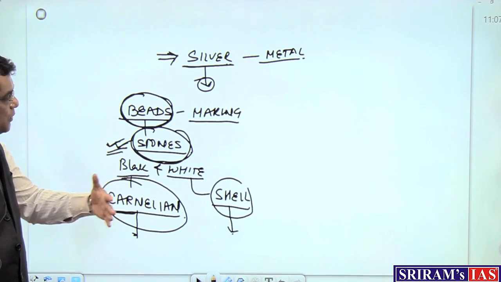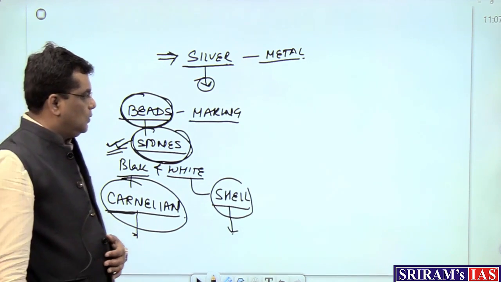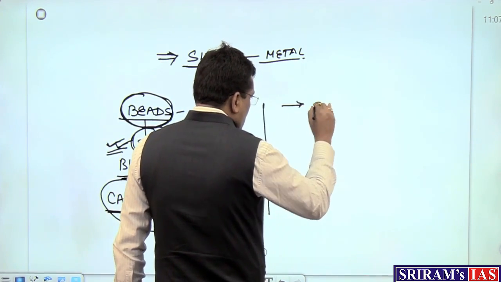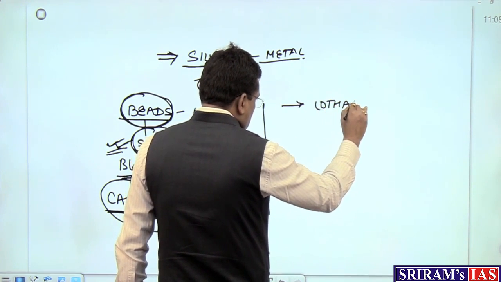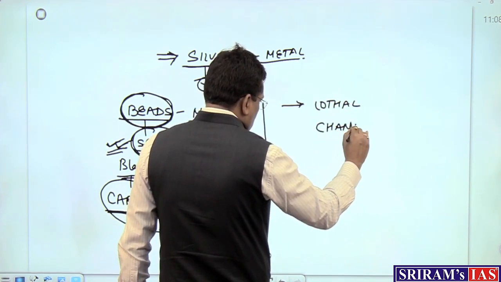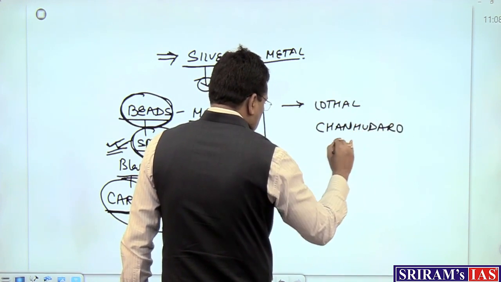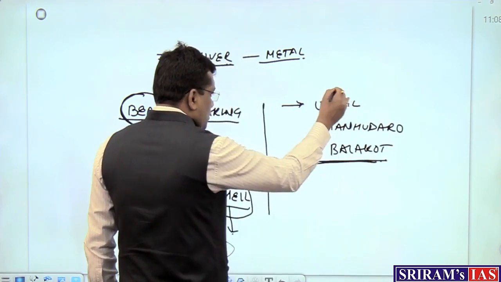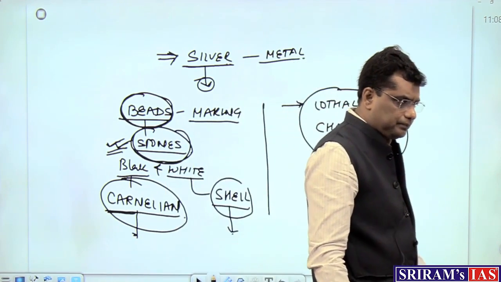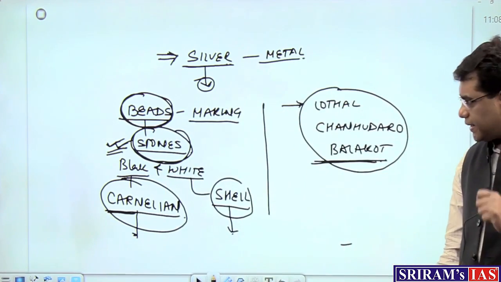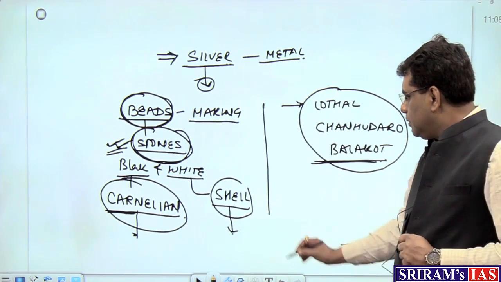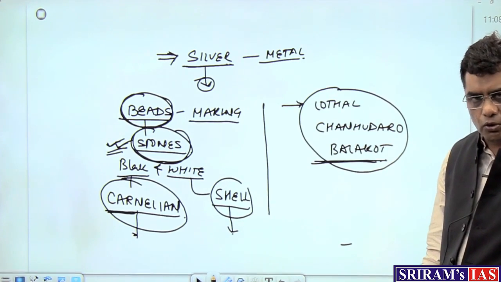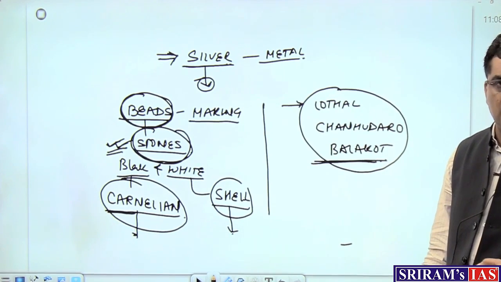The beads were exported to Mesopotamia. So we have bead-making factories at Lothal, Chanhudaro and Balakot. So, how to summarize your facts? Many facts you can remember if you adopt a technique like this and keep on pointing in your notes, then you can easily find them.